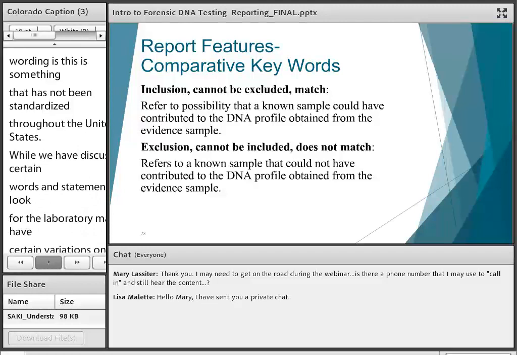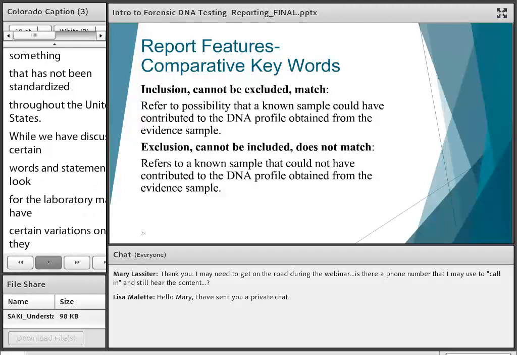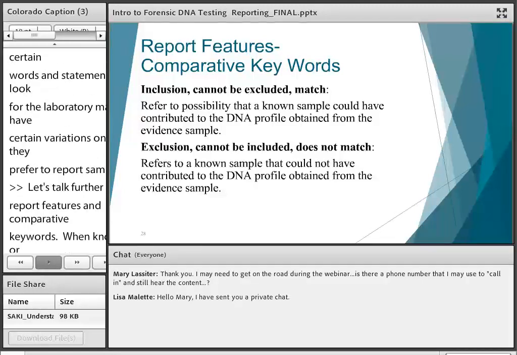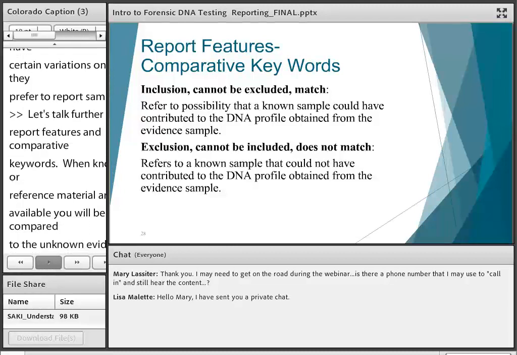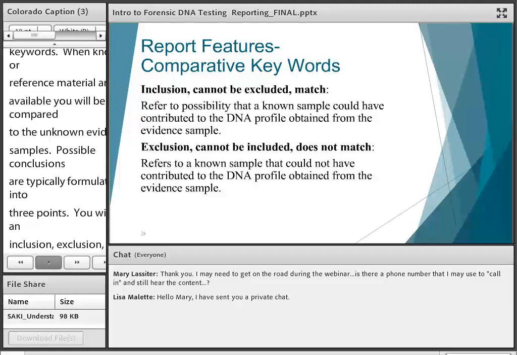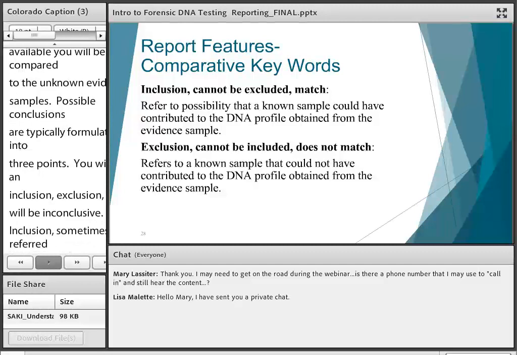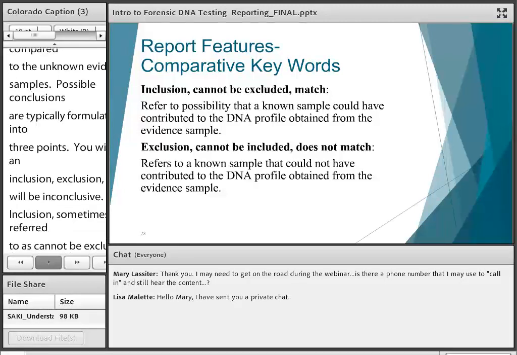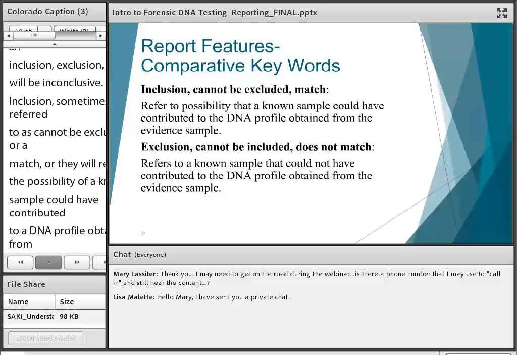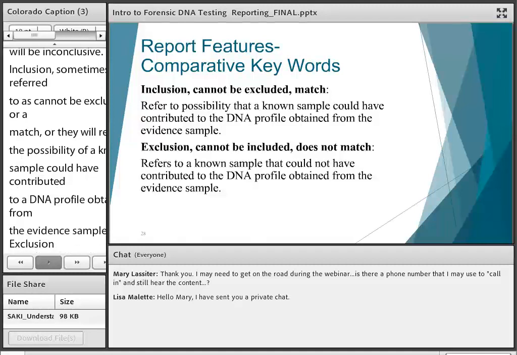So let's talk further about some report features and comparative keywords. When known or reference materials are available, they will be compared to the unknown or evidence samples. Possible conclusions are typically formulated into three buckets. You'll either have an inclusion, an exclusion, or it'll be inconclusive. An inclusion, sometimes referred to as cannot be excluded, or a match, will refer to the possibility that a known sample could have contributed to the DNA profile obtained from the evidence sample. Whereas an exclusion, also known as cannot be included or does not match, refers to a known sample that could not have contributed to the DNA profile obtained from the evidence sample.